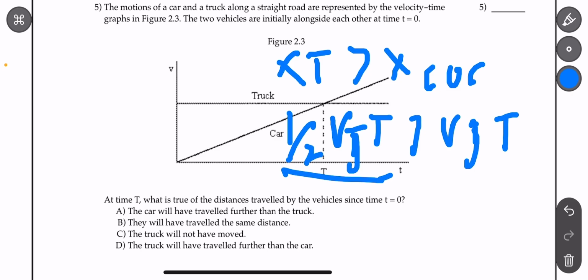No, not at t equals 0. We can't say that. And it says that they will have the same distance. No, that's not true because there are different speeds and different velocities. It says the truck would not have moved, and that's not true because the truck has been moving, right? And then it says the truck will have traveled farther than the car, and this is the true answer.